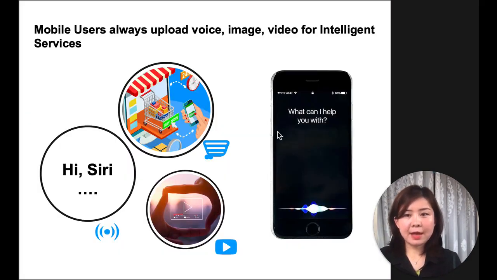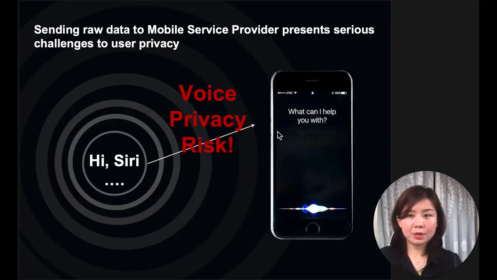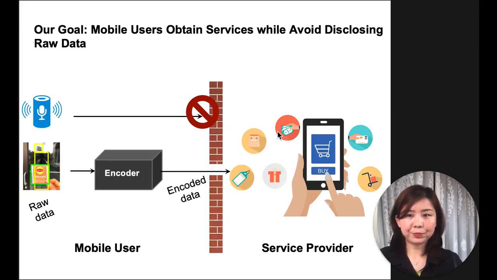Today, machine learning has benefited a lot of mobile services such as Siri and Amazon. And mobile users are always required to upload voice, image, video, and other raw data for intelligent services. But sending raw data to the mobile service provider presents serious challenges to the user's privacy. For example, the mobile user says, "Hi Siri." There is a risk of disclosing voice privacy.